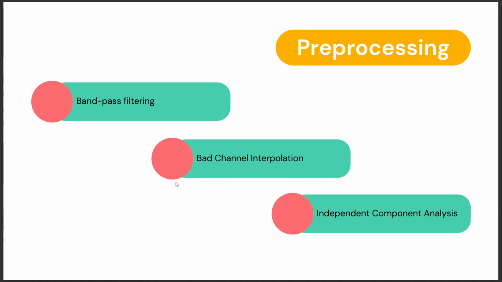Next, bad channel interpolation was done, where bad channels were reconstructed by interpolating their signals based on the signals of the good sensors around them using the spherical spline method. Lastly, independent component analysis was performed. It's a technique for estimating independent source signals from a set of recordings in which the source signals were mixed together in unknown ratios. It is the common example of blind source separation technique.